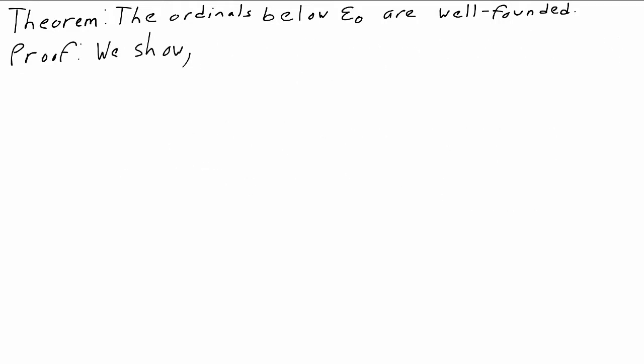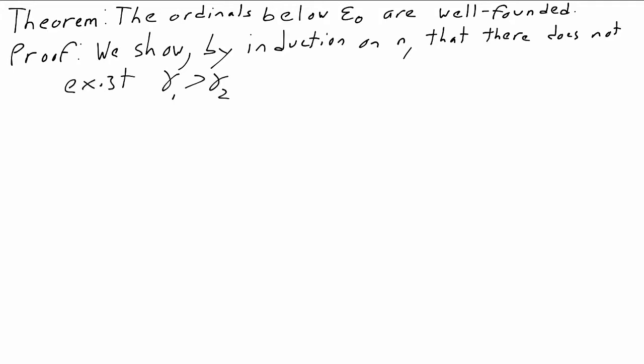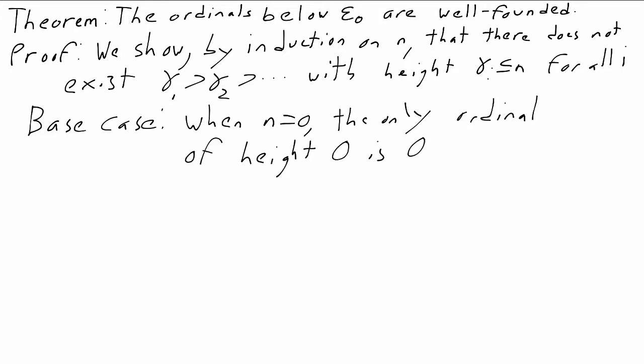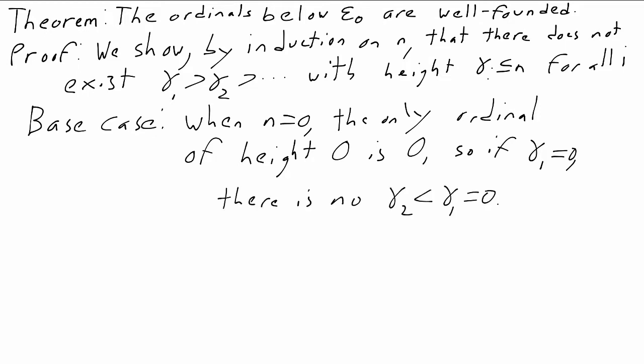We'll prove for each n that there does not exist an infinite descending sequence of ordinals of height at most n. When n equals 0, the only ordinal of height 0 is 0 itself, so there isn't even a decreasing sequence of length 2, let alone an infinite one.